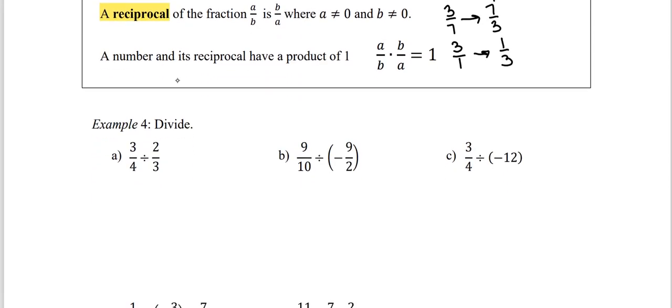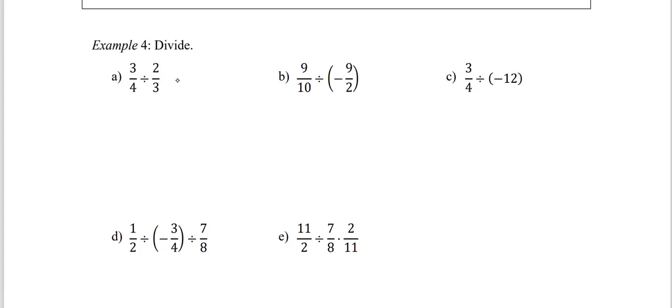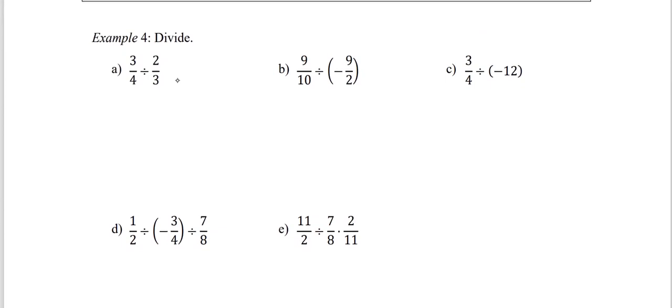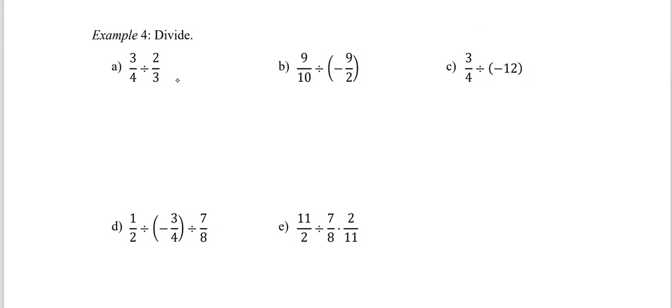So let's go ahead and look at our set of problems that we are going to be doing today. We only have 5 problems to practice on, and they're getting progressively harder as we work on them. So the first one, part A, you have 3 over 4 divided by 2 over 3. Pretty straightforward. We're going to keep the first one, 3 over 4, change the problem to multiplication, and then flip the second fraction. So 2 over 3 becomes 3 over 2.